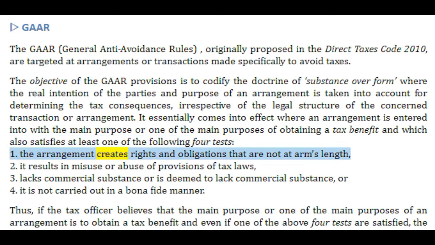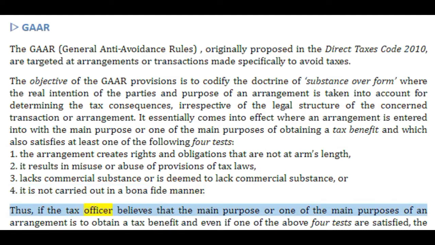1. The arrangement creates rights and obligations that are not at arm's length. 2. It results in misuse or abuse of provisions of tax laws. 3. Lacks commercial substance or is deemed to lack commercial substance. Or 4. It is not carried out in a bona fide manner.